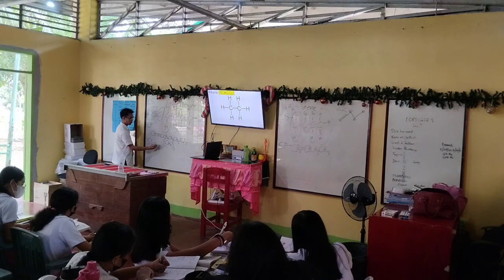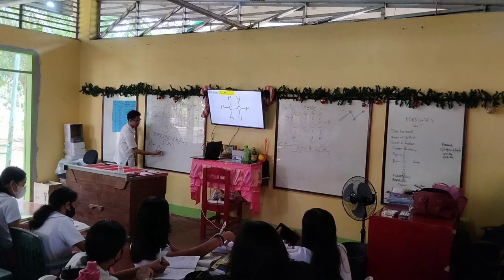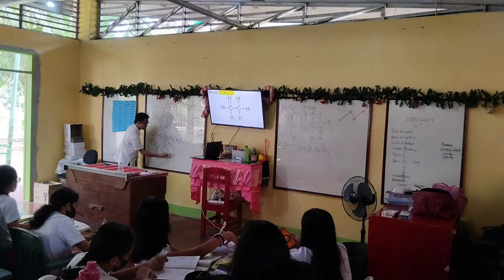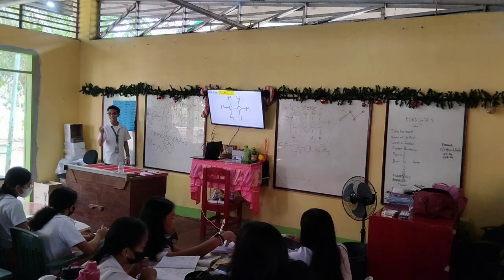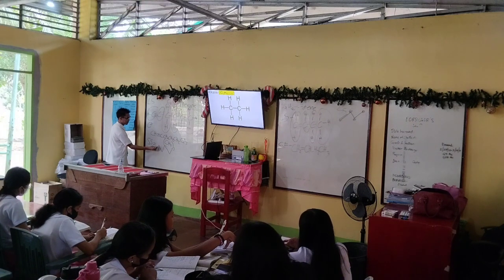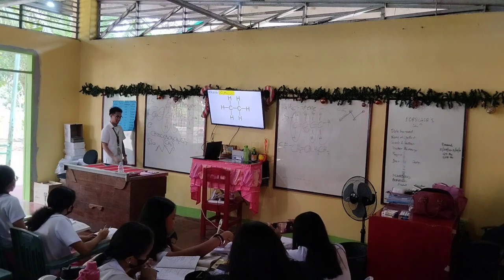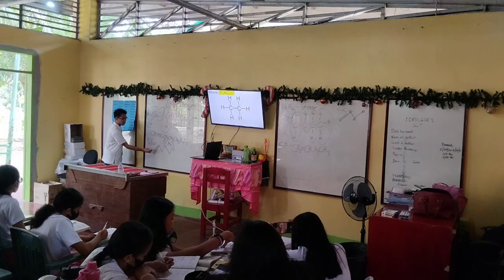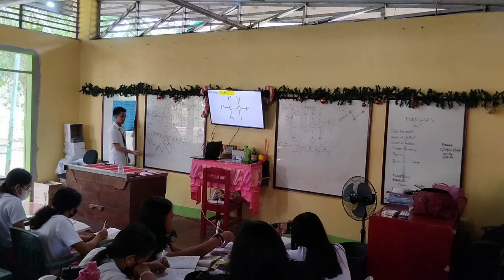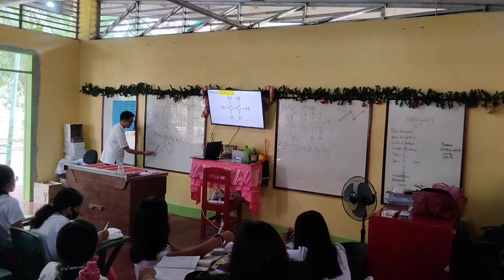1, 2, 3, 4, 5, 6. Asa ang triple bond nakabutang? Ari. So atong ibutang og tulo ka linya. So 1, 2, 3. That represents the triple bond.